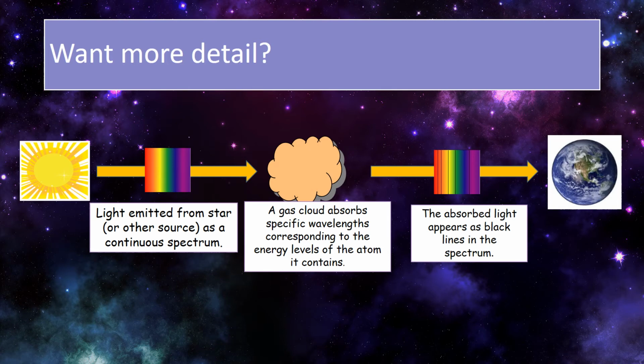Light is emitted from stars or another source as a continuous spectrum. As a gas cloud absorbs specific wavelengths corresponding to the energy levels of the atoms, the absorbed light appears as black lines on the spectrum. So any light that's being emitted that is absorbed comes up as black lines.